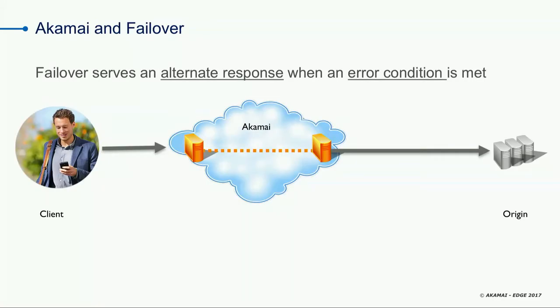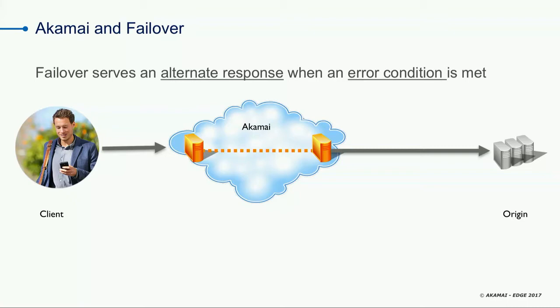Now, I will assume everybody knows what a CDN is in this class. So let's explain what failover is in my particular case. Failover is to serve an alternate response to an error condition. The alternate response could be a redirect, a static object, a different page, or retries. It's basically taking an action. And an error condition is almost anything you can match on.